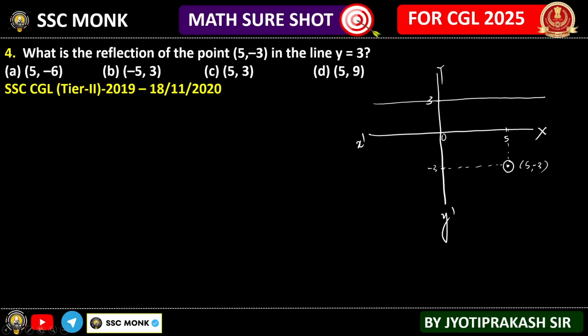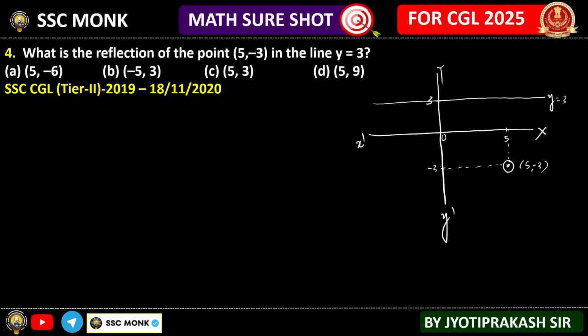If I say x is equal to 3, that line will be parallel to y. Clear? So this line is known as what? Y is equal to 3. Now this is a point over here. What is the distance between this point? Because the reflection will be at the same distance on the opposite side. So if an image is over here, its reflection will be over somewhere here, right?